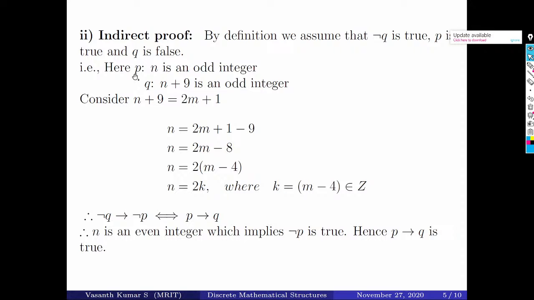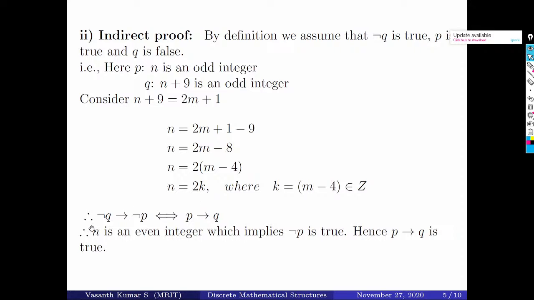I have considered the given statement: p is an odd integer, q is n plus 9 is an odd integer. Then I have considered n plus 9 equal to 2m plus 1. Simplifying this, n equals 2m plus 1 minus 9, which is n equals 2m minus 8. I will take the common term 2, and I am left with 2k, where k is m minus 4, which belongs to the integers.